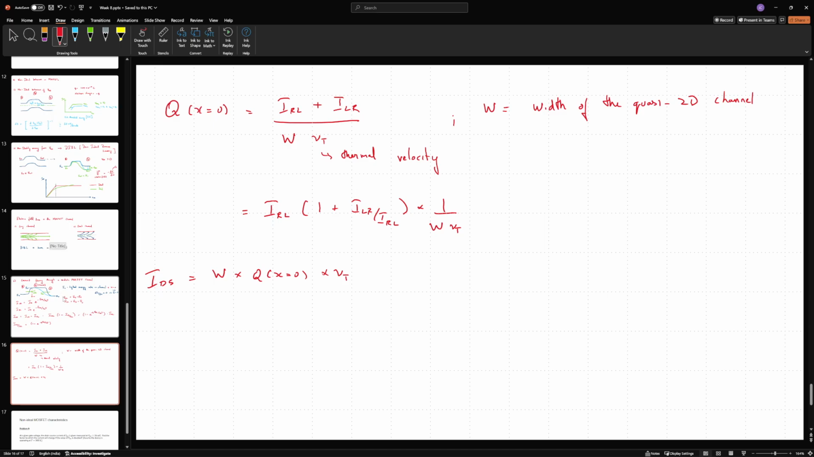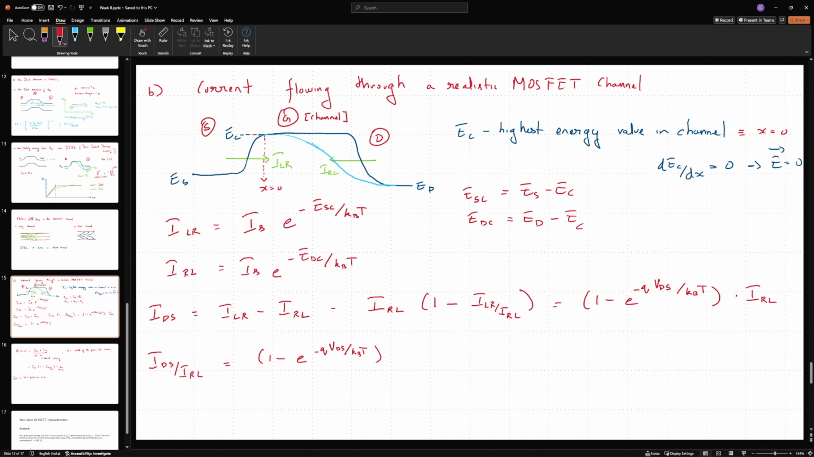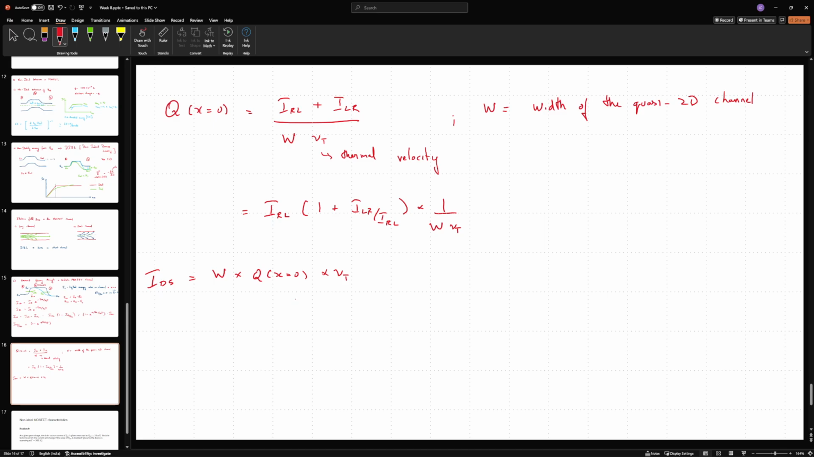Whatever charge is accumulated at this point is pushed, not by VDS, but by the thermal velocity. So that is the current that I will expect. From this, I can equate this to IRL times 1 minus ILR by IRL, and then I can substitute the value of Q over here. Now the W times vt is going to cancel out, and from this I will get the following value for the current.